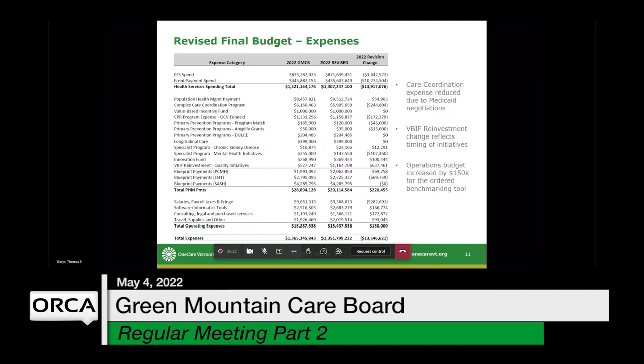I didn't put a bottom line on this slide, but just to note publicly that the bottom line remains $0. So no planned gain or loss in this revised budget.